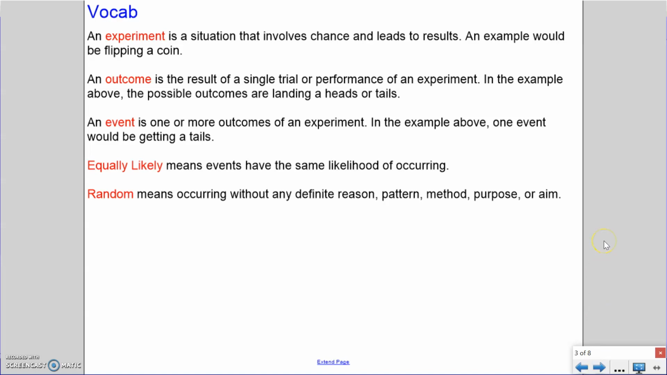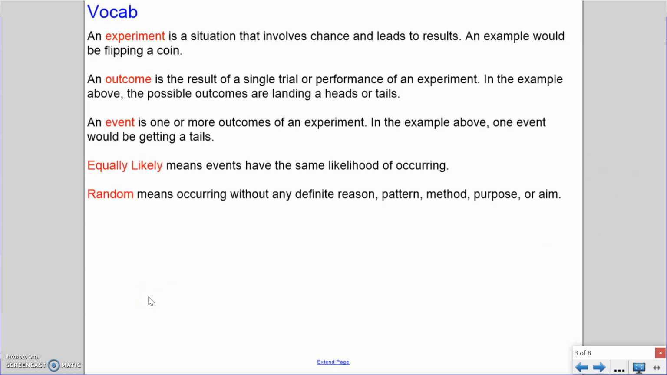Some vocabulary. An experiment is a situation that involves chance and leads to results. An example would be flipping a coin. An outcome is the result of a single trial or performance of an experiment. In the example above, the possible outcomes could be a heads or a tails. An event is one or more outcomes of an experiment. In the example above, one event would be just getting a tails.